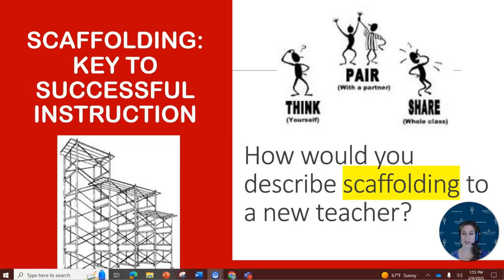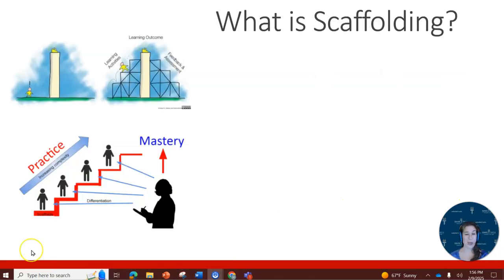Now that you've thought of your answer, you've paused, you've given yourself time, I want us to talk about it together. If you are a new instructor yourself and you feel a little unclear about scaffolding, don't worry, we're here to talk about it too. So, what is scaffolding?